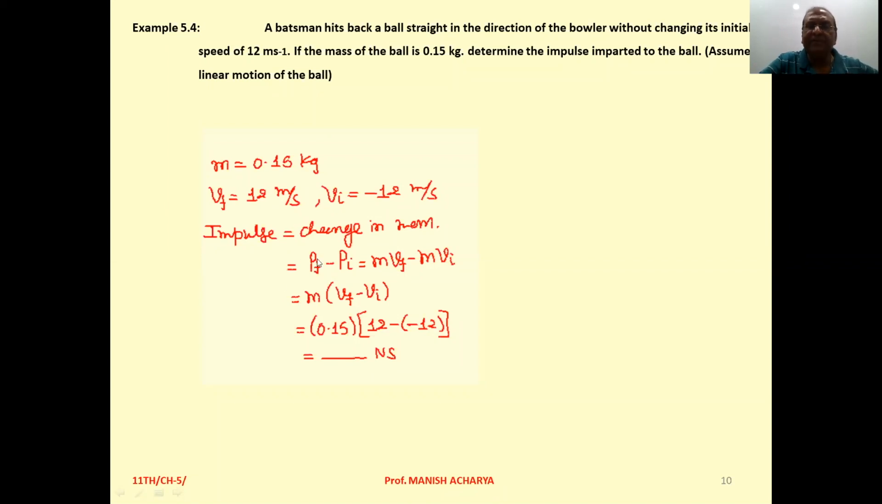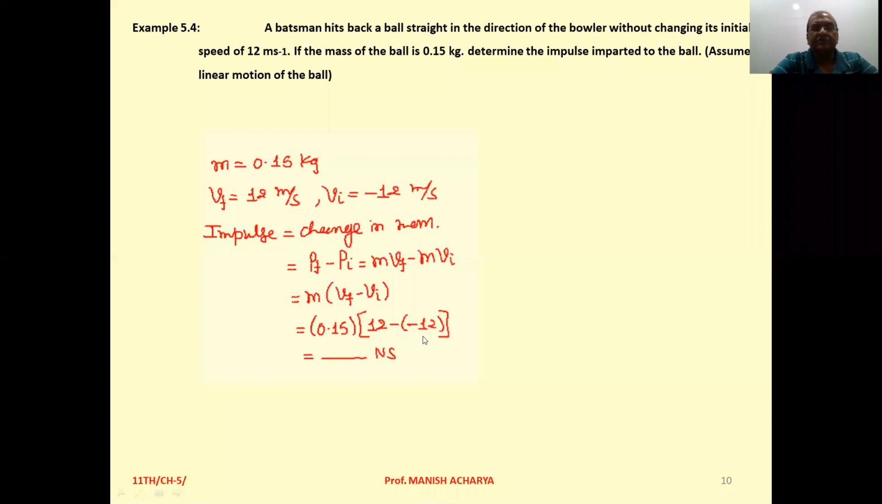Now impulse. Impulse is change in momentum. So final momentum minus initial momentum. Final momentum is mass into VF, final speed, minus initial momentum, mass into initial speed. Take mass common from the right-hand side. So M into VF minus VI. Mass is 0.15. VF is 12. Minus VI, that is minus 12.